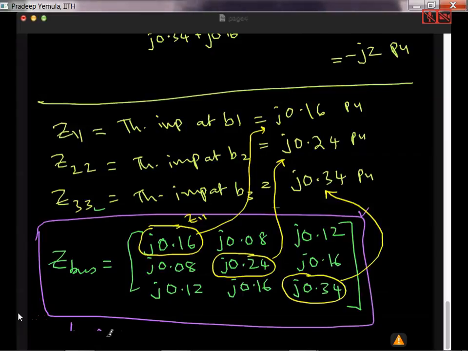Any doubts you have so far? I hope you understood what we tried to do today. Refer back to the notes and then see. If you have any doubts right now, you can ask. I'll just pause for a minute.